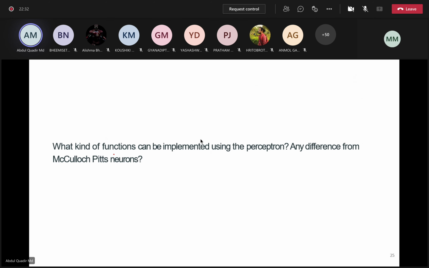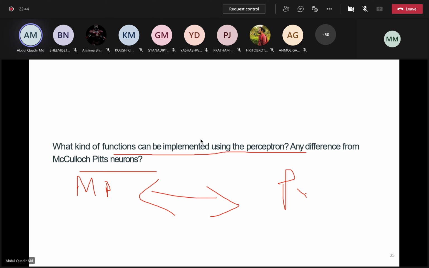So what kind of function can be implemented with the perceptron? Any difference with MP neurons? What is the difference between MP neuron and perceptron? What is the difference, students? The weighted.